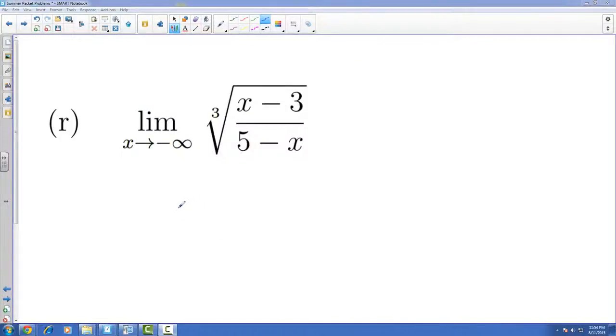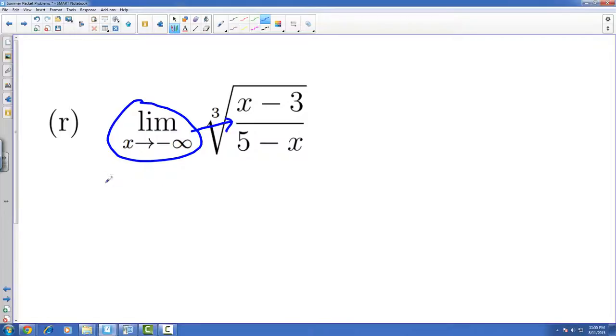Here we are at problem 3R from the limits summer packet. We have the limit as x approaches negative infinity of this cube root with a bunch of stuff inside. And there is a certain property in limits that says that anytime you have an nth root like this, we can actually go ahead and take our limit and place it inside of this nth root. It kind of bypasses properties with exponents, including things like the nth root. And so that's actually a really nice handy tool as you approach limits.